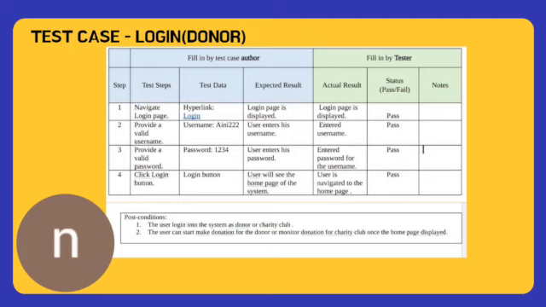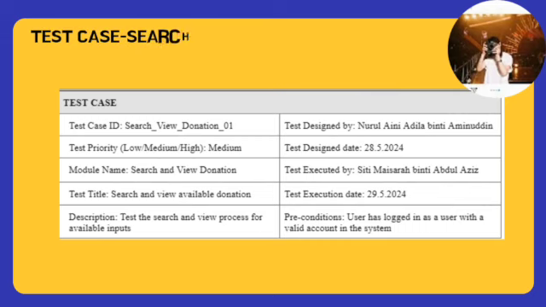So the post condition of this data is that the user can log in to the system as donor or charity club, and the user can start making a donation as the donor or monitor donations as the charity club once the home page is displayed. Now, I will present the search and view donation test case.